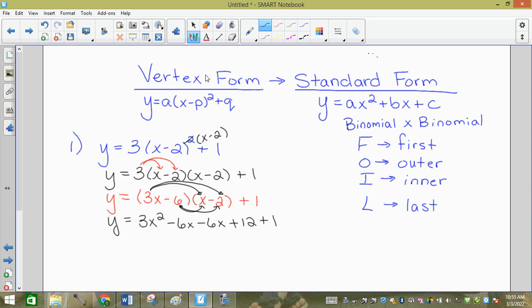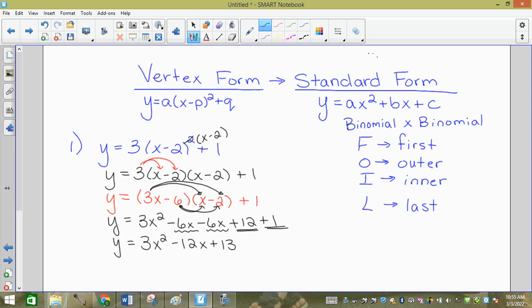What do we have to do now? Collect like terms. So we get 3x squared. There's no brackets, you can't distribute. And then we get minus 6x minus 6x is minus 12x. And then plus 12 plus 1 is plus 13. We agree? This is also a question where you should walk away happy or crying, regroup, try again.